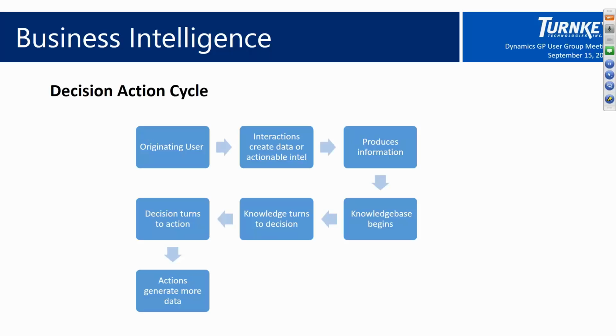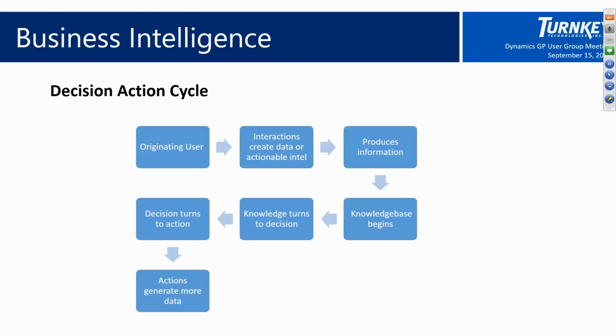He has interactions within your company that create some sort of data, actionable intel. That moves on through your company in the entire process. It produces levels of information. The knowledge base begins. So now you have this knowledge flowing around, and you've got this individual who knows this, and this individual that knows this, and this other guy that knows all of this stuff, and everybody's got this internal knowledge base up here, and it's locked up, and you can't necessarily get to it. So that knowledge turns to decision with each one of those individuals along the way. Those decisions turn to some sort of action, and then the actions generate more data.